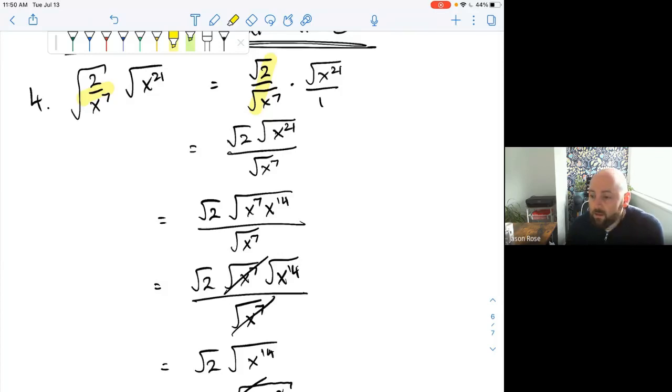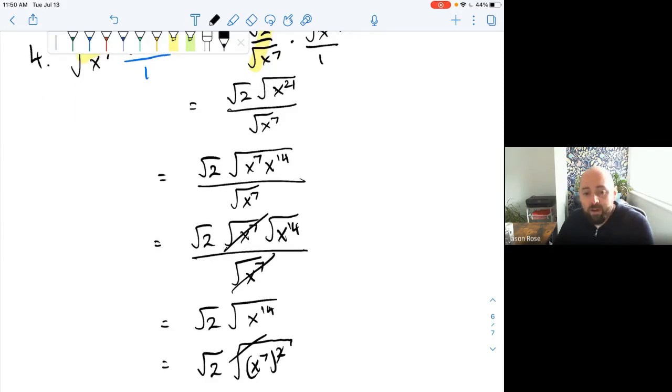So you can now treat this as multiplication of rational expressions if you treat the root x to the 21 as root x to the 21 over 1. Okay? So multiplying top by top and bottom by bottom, you have root 2 by root x to the 21. That's the top. The bottom is root x to the 7 times 1, which is just root x to the 7. And from here, I'm looking for ways that I might be able to make cancellations and simplify and reduce it somehow.